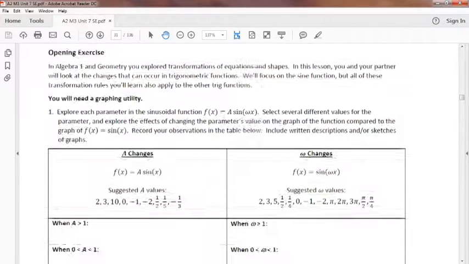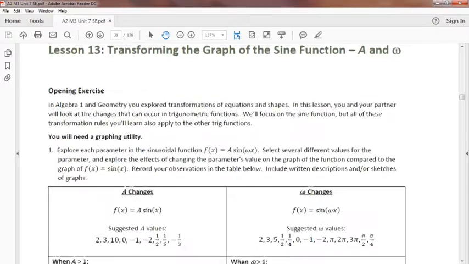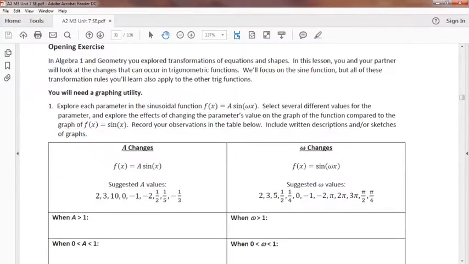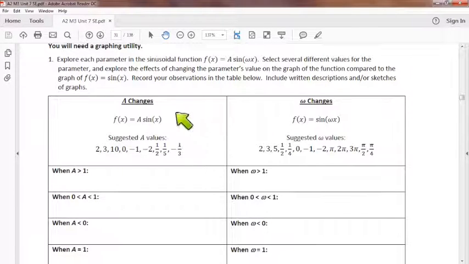Okay, look at this. On this page right here, we're starting to graph the sine function. We're going to change some numbers in the equation to see how it changes the graph. All you're supposed to do right here, it talks about how it's going to change parameters. The A and the W, or omega, those are your parameters. Okay, it says record your observations below.